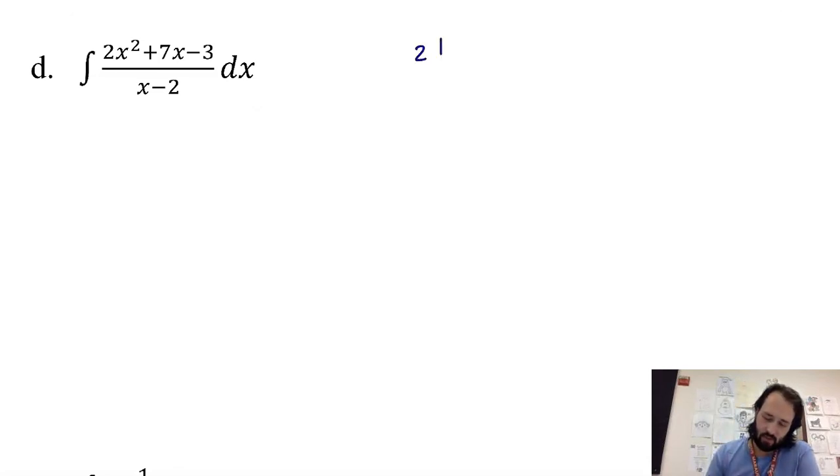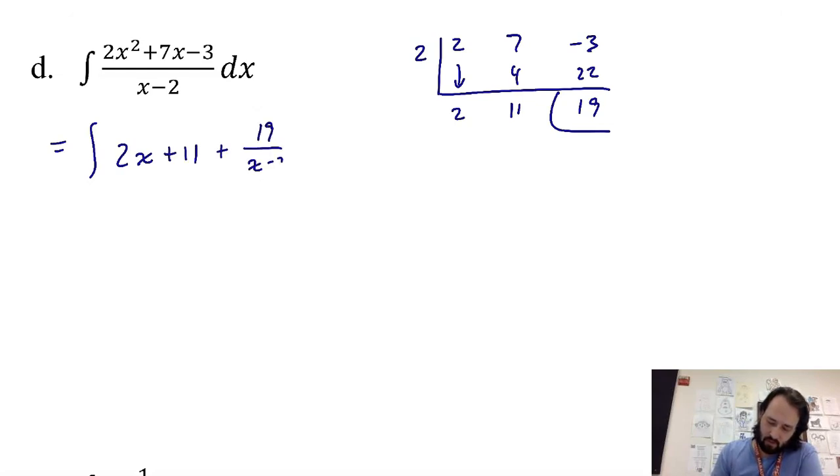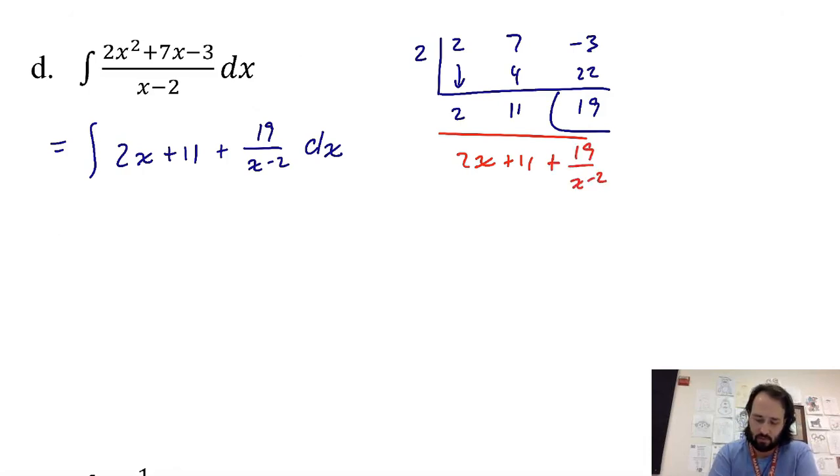So if I set up synthetic division, I'd have 2, 7, negative 3. Then I pull down the 2, 4, 11, 22, 19. That 19 is my remainder. So what I can make this become is the integral of 2x plus 11 plus 19 over x minus 2 dx, right? That is what this part is. This part is 2x plus 11 plus 19 over my divisor.